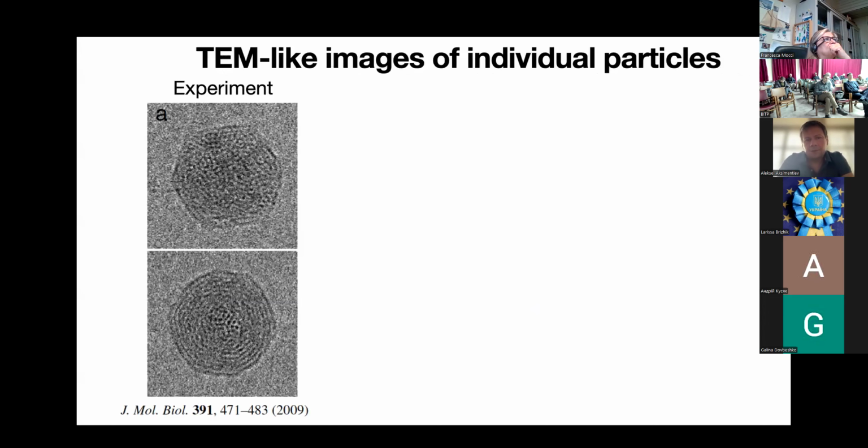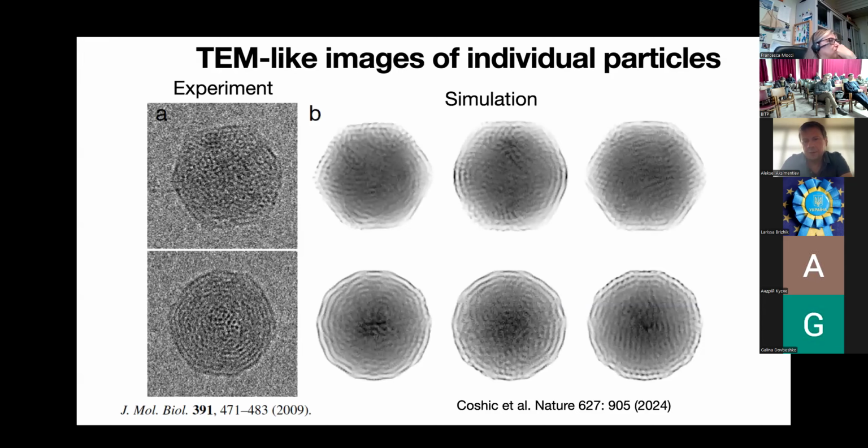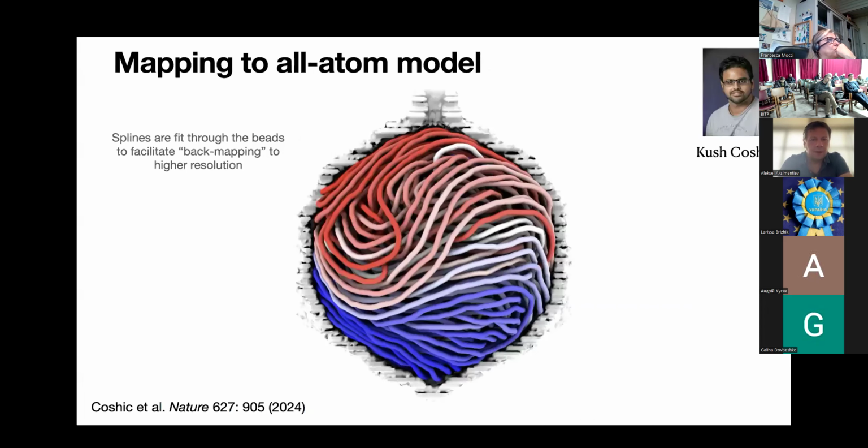We could also look at experimental images of the same virus. So this is HK97 experiment, individual particles. You can also see there's this one order, and then there's a protrusion there. You can find some of our configurations that look exactly like that.